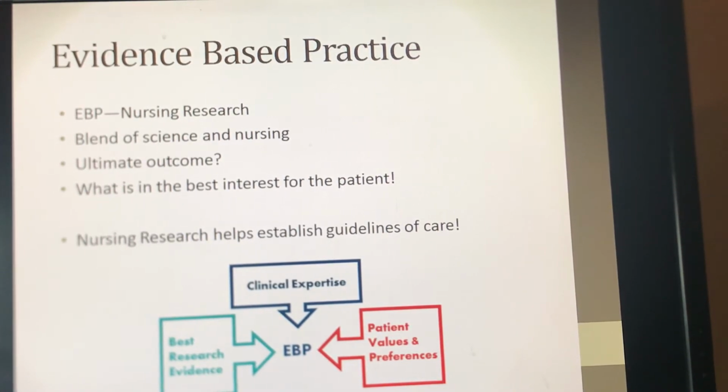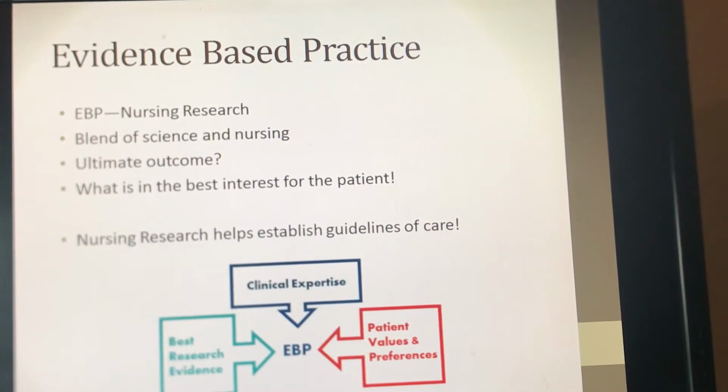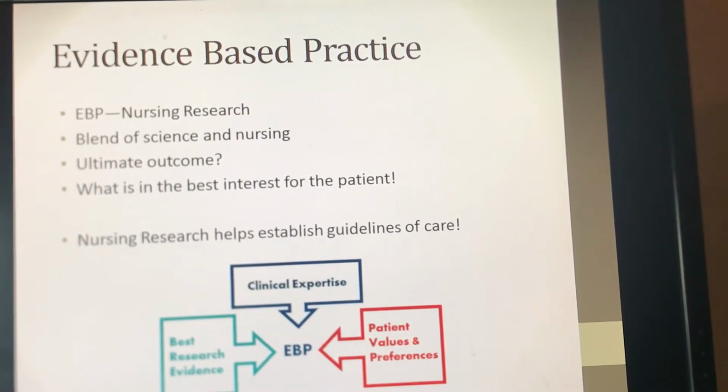We practice and we look at our standards or scopes, based on evidence provided by nursing research. That's evidence-based practice. Nursing is a blend of science and nursing. That's evidence-based practice, basically. What's the ultimate outcome is your patient's outcome. What is in the best interest for your patient. So the research helps you establish guidelines of care. So this is where we have our evidence-based practice.